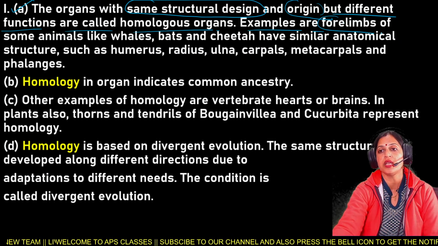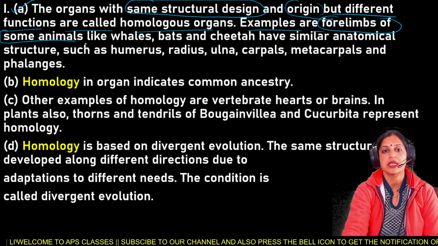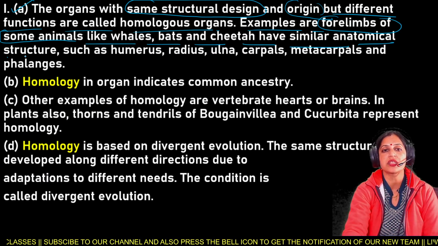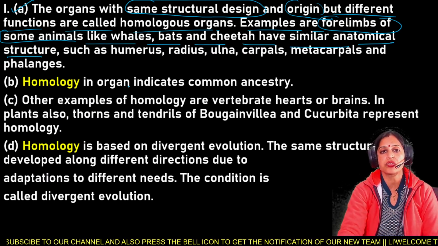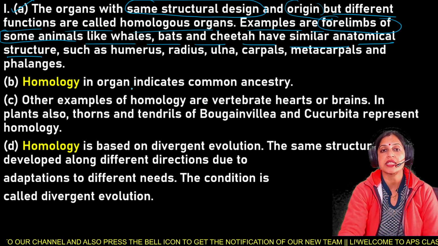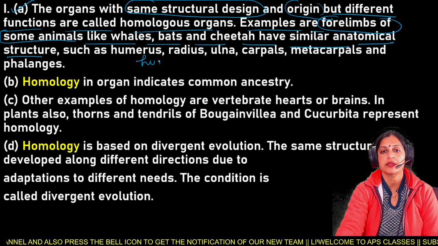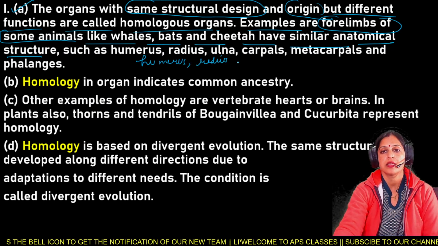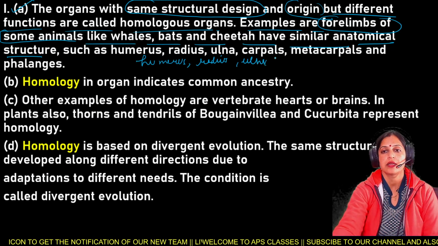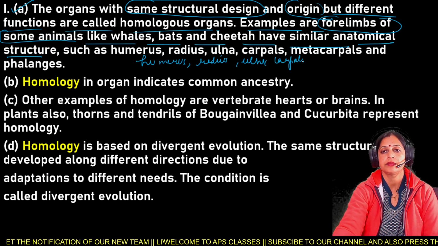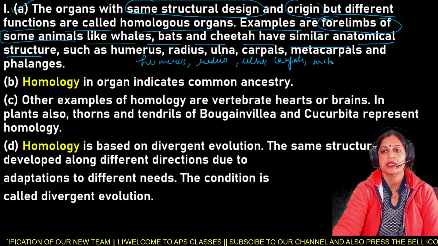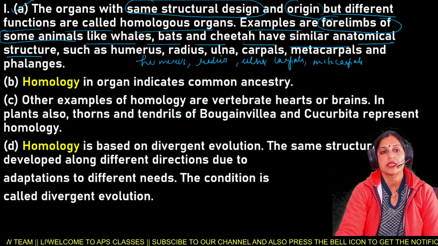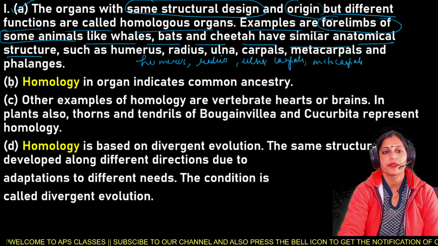Examples are the forelimbs of animals like whales, bats, and cheetahs, which have a similar anatomical structure: humerus, radius, ulna, carpals, metacarpals, and phalanges. So these are homologous organs.